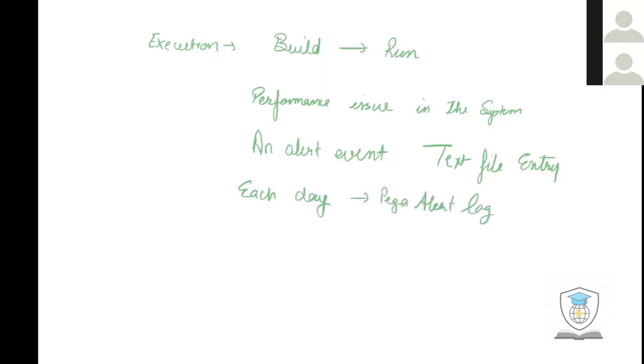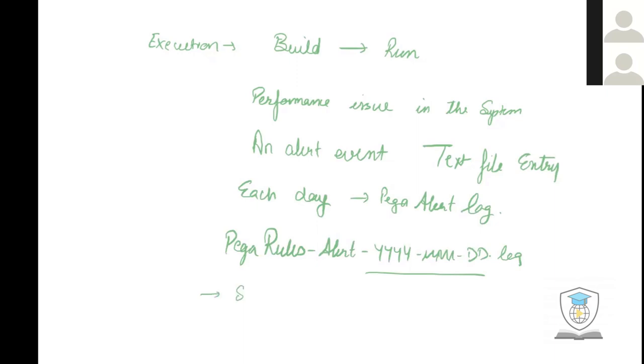The usual format for this Pega alert log file is PegaRULES-ALERT-yyyy-mm-dd.log. So basically a date format is there so that each log can be identified. And this log is saved in a directory on the server. There is a path on which this will be saved, and I will show you very soon where everything is located.